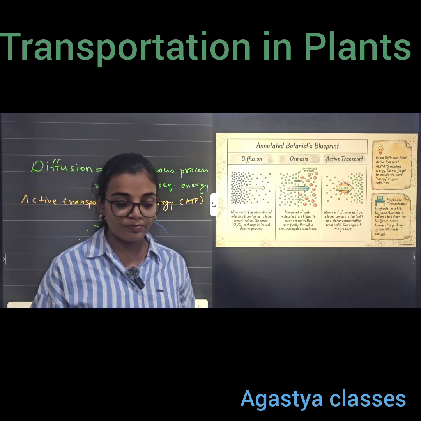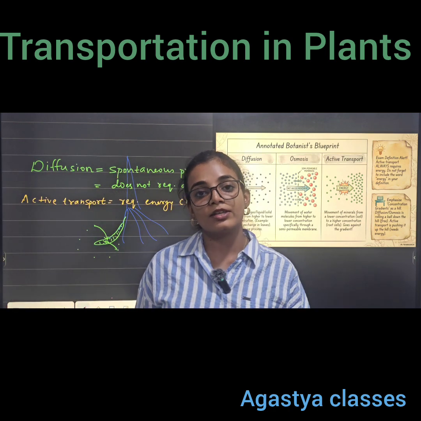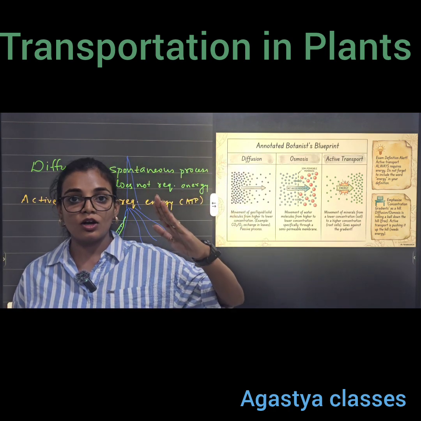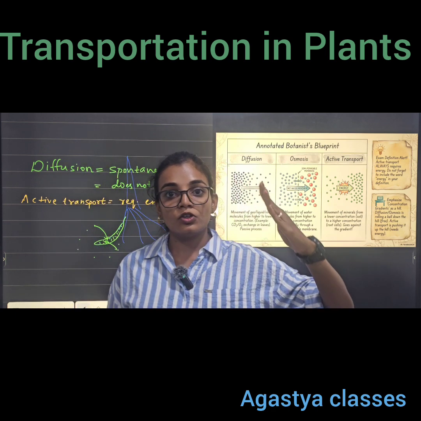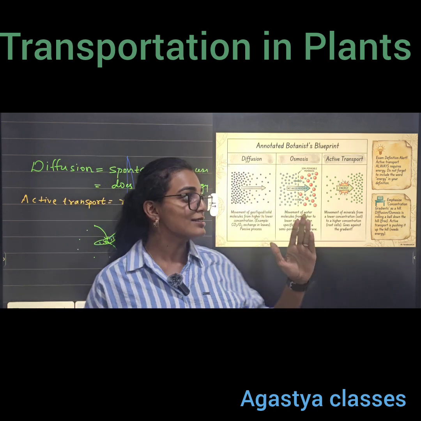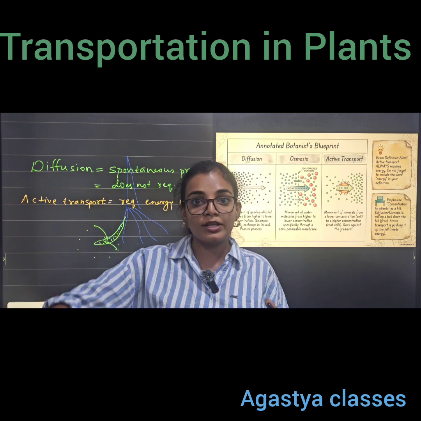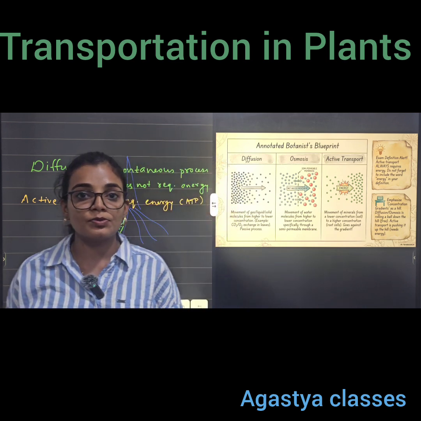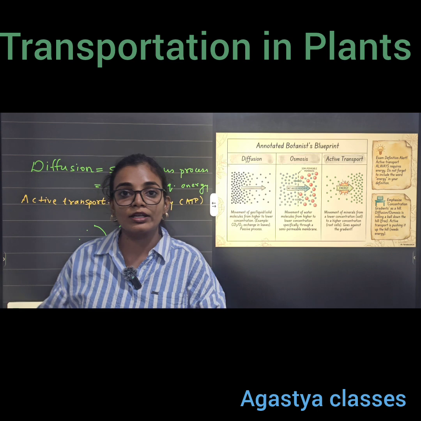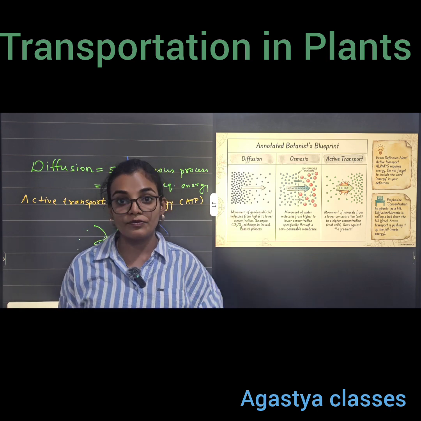You can consider an example. For example, just imagine you are climbing the hill. When you're climbing the hill, you're using lots of energy. So that is a kind of active transport. On the other hand, when you're coming down the hill, it is a very spontaneous process. Without requirement of much energy, you can come down. So that is the case of diffusion.